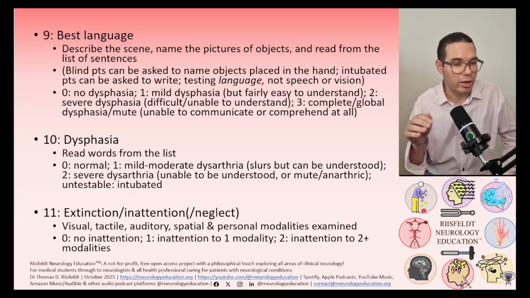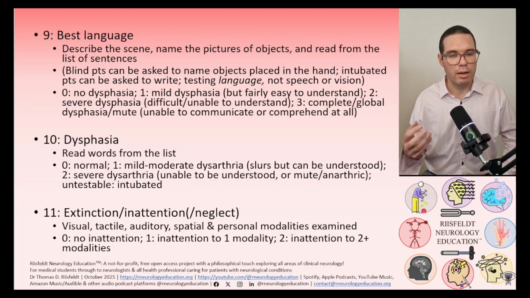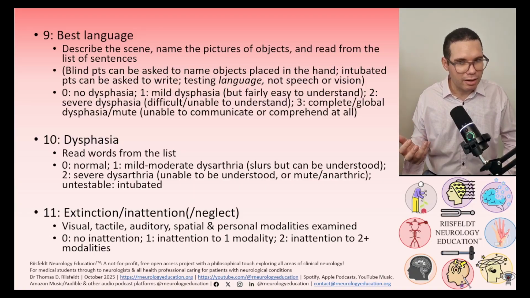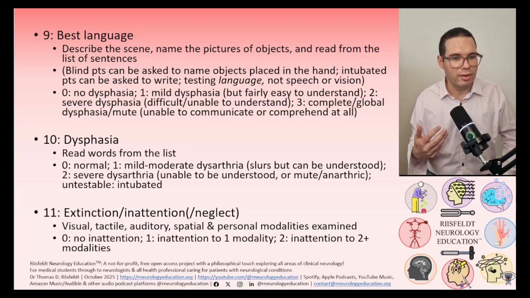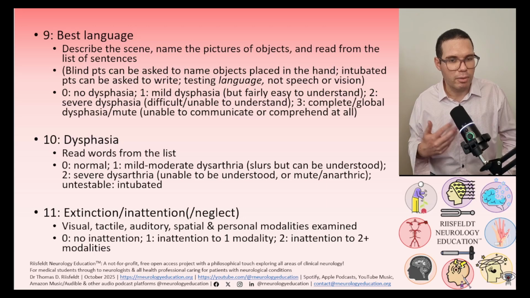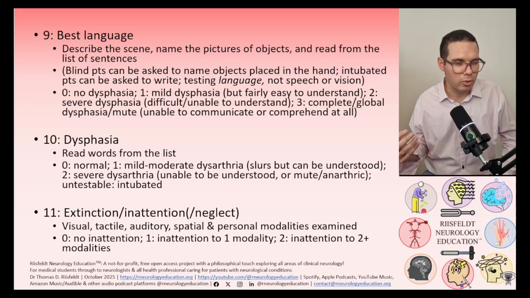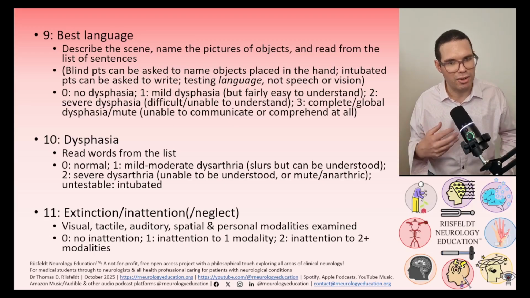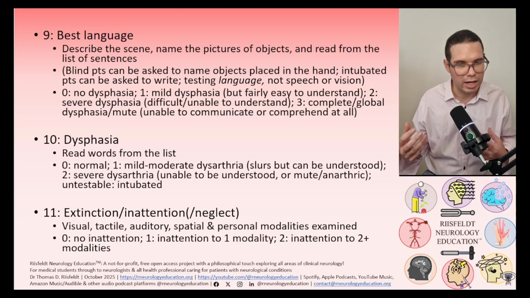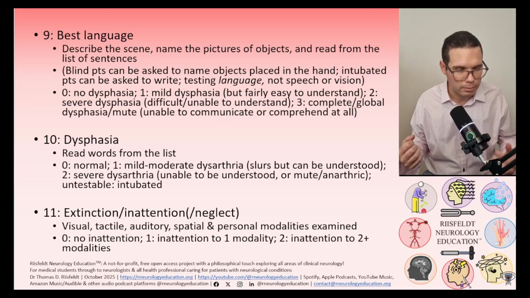So this is scored from 0 to 3. 0 is no evidence of dysphasia. 1 is mild dysphasia, but the patient is still fairly easy to understand. 2 is severe dysphasia, so the patient is very difficult or maybe unable to be understood. And then 3 is complete or global dysphasia or mutism, so the patient's really just completely unable to communicate and unable to comprehend anything at all.